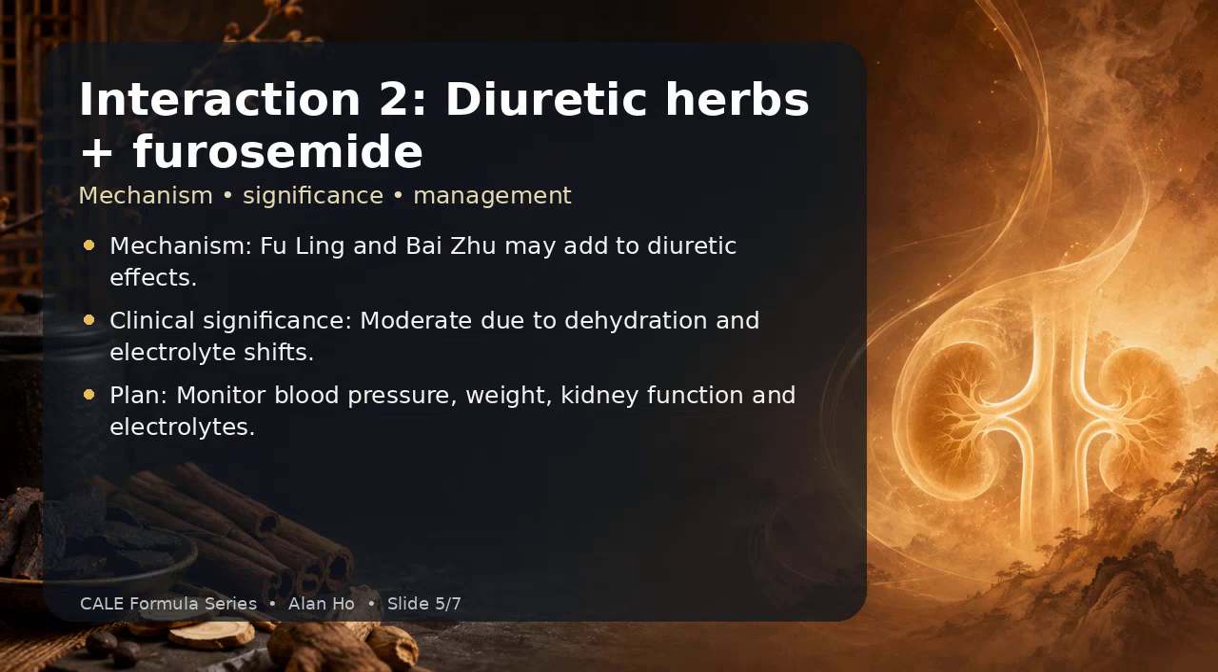Interaction 2 is diuretic herbs plus furosemide. The mechanism is Fu Ling and Bai Zhu may add to diuretic effects. The clinical significance is moderate due to dehydration and electrolyte shifts. My management plan is monitor blood pressure, weight, kidney function, and electrolytes.